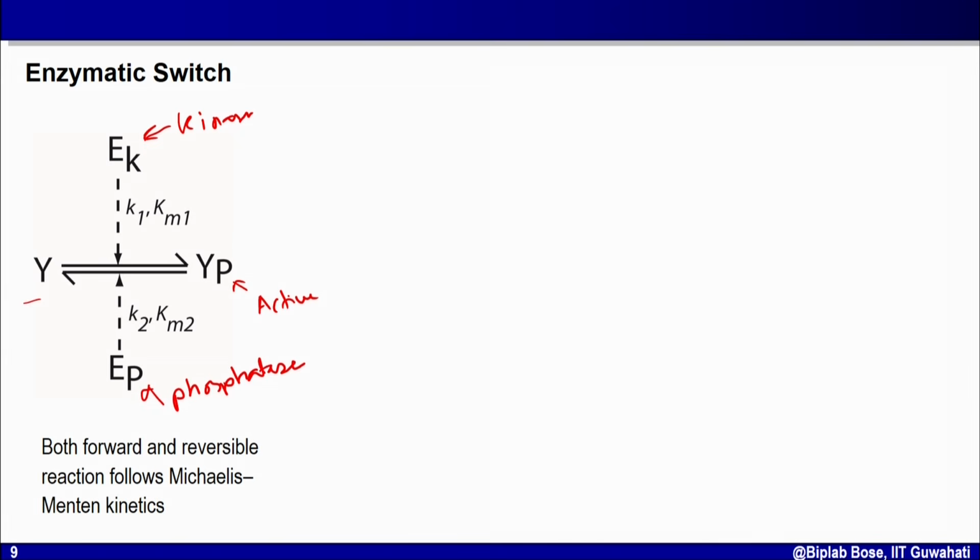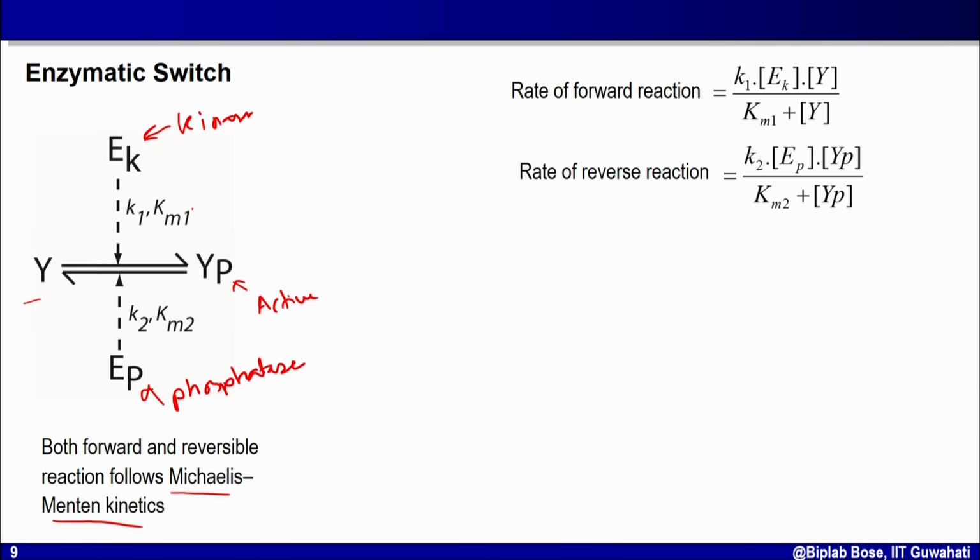And assume that both these reactions, forward and backward, follow Michaelis-Menten kinetics. As I said, Michaelis-Menten kinetics has two parameters: one is the kcat, another one is the Michaelis-Menten constant. So for this forward reaction, kcat is, suppose, K1, and the Michaelis-Menten constant is, suppose, Km1. For the reverse reaction, K2 is the kcat, and Km2 is my Michaelis-Menten constant.